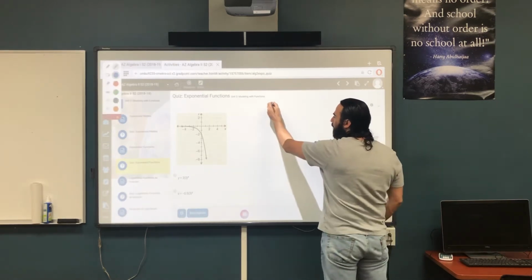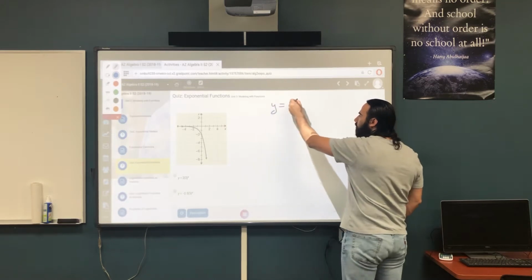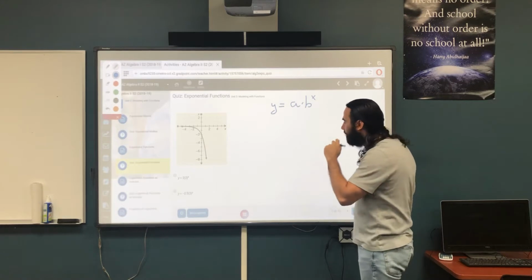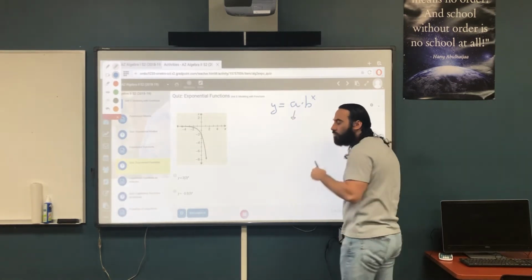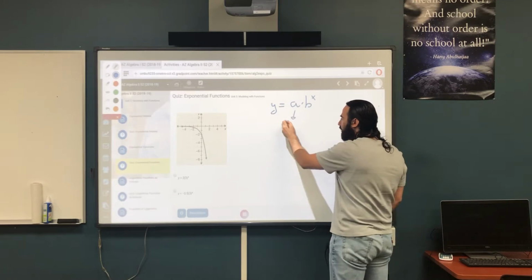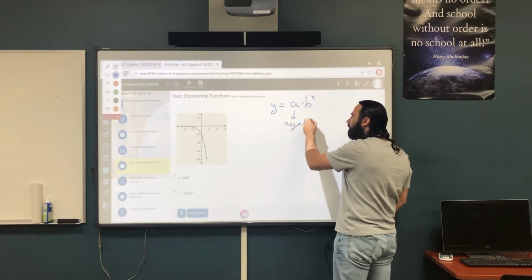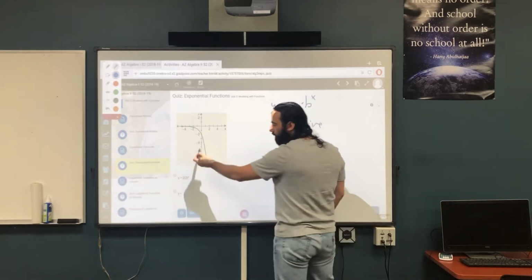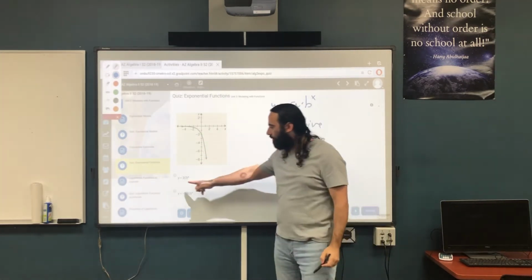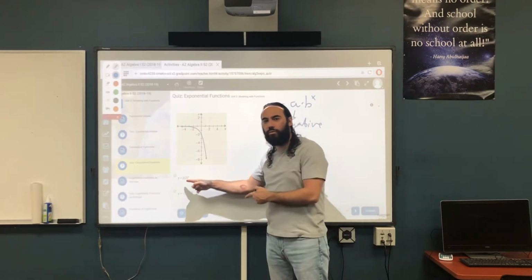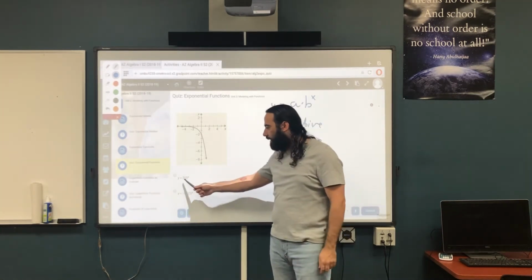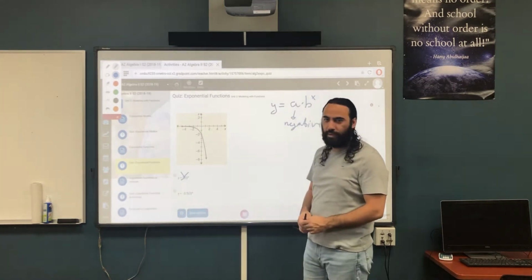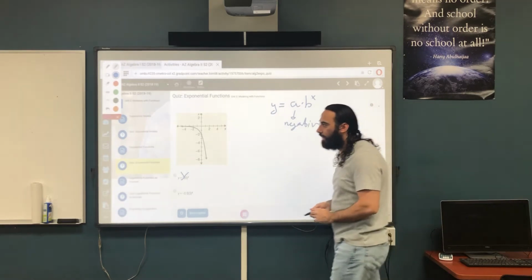Which means if we have the exponential function y equals a times b to the power of x, of course, it means that a is supposed to be negative. Why negative? Negative because it's going down, okay? So, for example, the first choice is y equals 2 times 3 to the power of x. A is 2 and 2 is not negative, so this one is for sure not an answer. That's why a has to be negative.